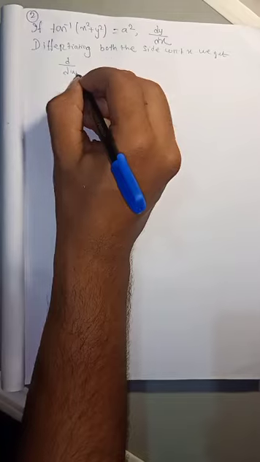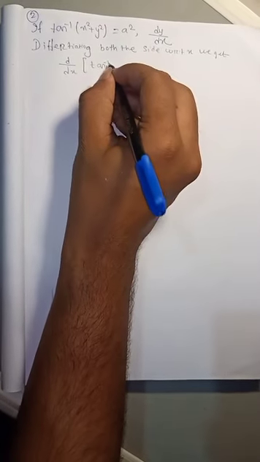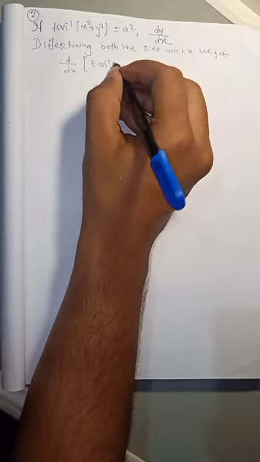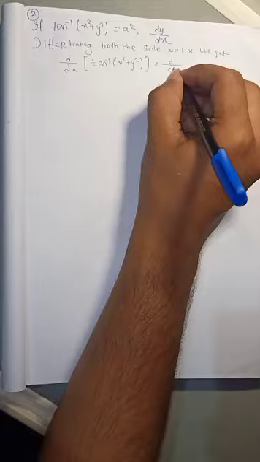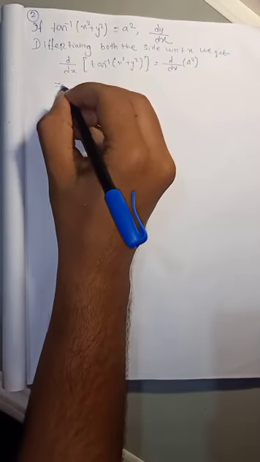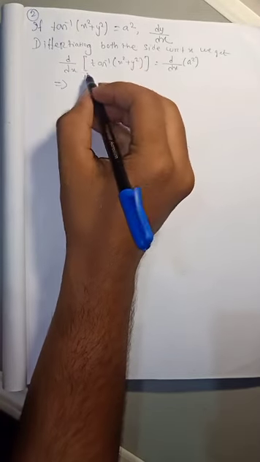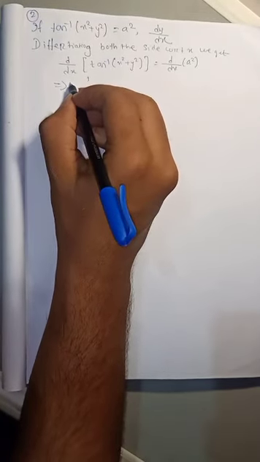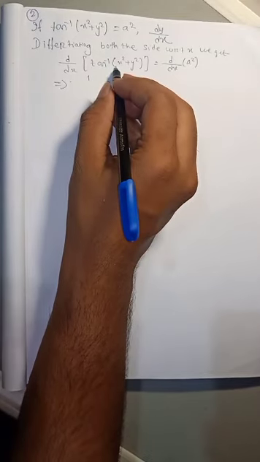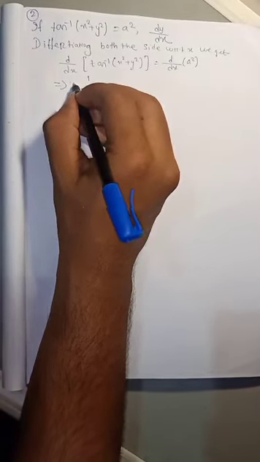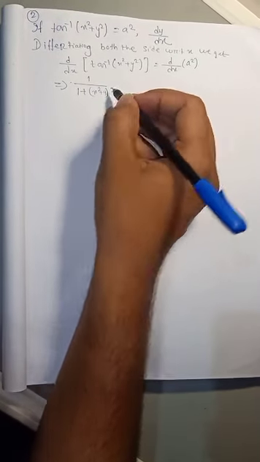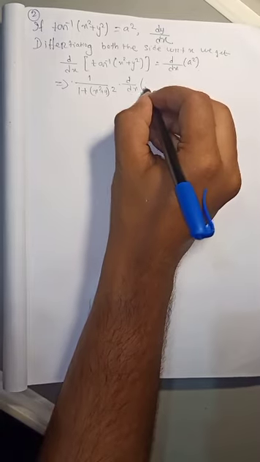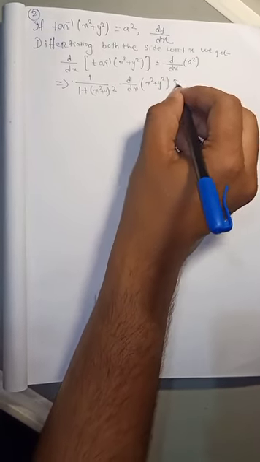We get d by dx of tan inverse of (x square plus y square) is equal to d by dx of a square. So the derivative of tan inverse: the formula is 1 by 1 plus x square. So 1 by 1 plus (x square plus y square) whole square, into the derivative of x square plus y square, is equal to 0.